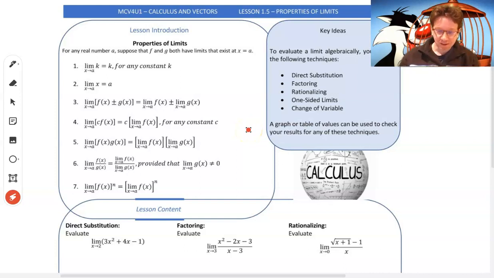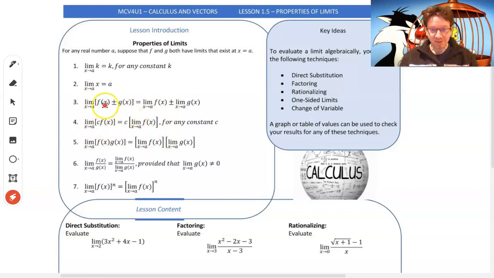Alright, so today we're going to go over some properties of limits, and then I'm going to go over lots of different strategies in solving limits. So these are some properties. For one, if you have the limit of just some constant k, it just equals k. If you have the limit of some variable x as x approaches a, then it equals a. This isn't anything new, we've done this before.